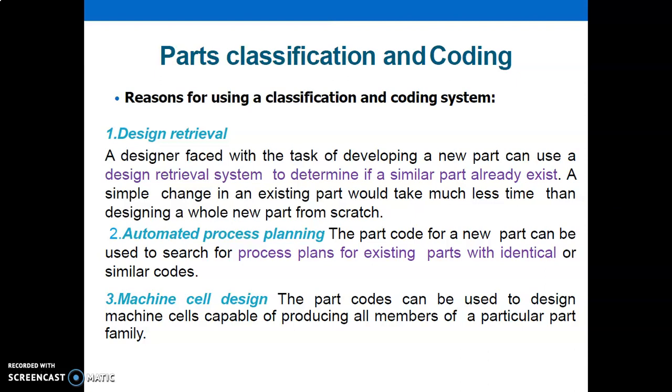Now what we do, we basically search whether this part or a similar part is available in our design or not. Then we modify that part and save it again as a new part. So it will save our time as well as effort. Automated process planning: the part code for a new part can be used to search for process planning for an existing part with identical or similar code.